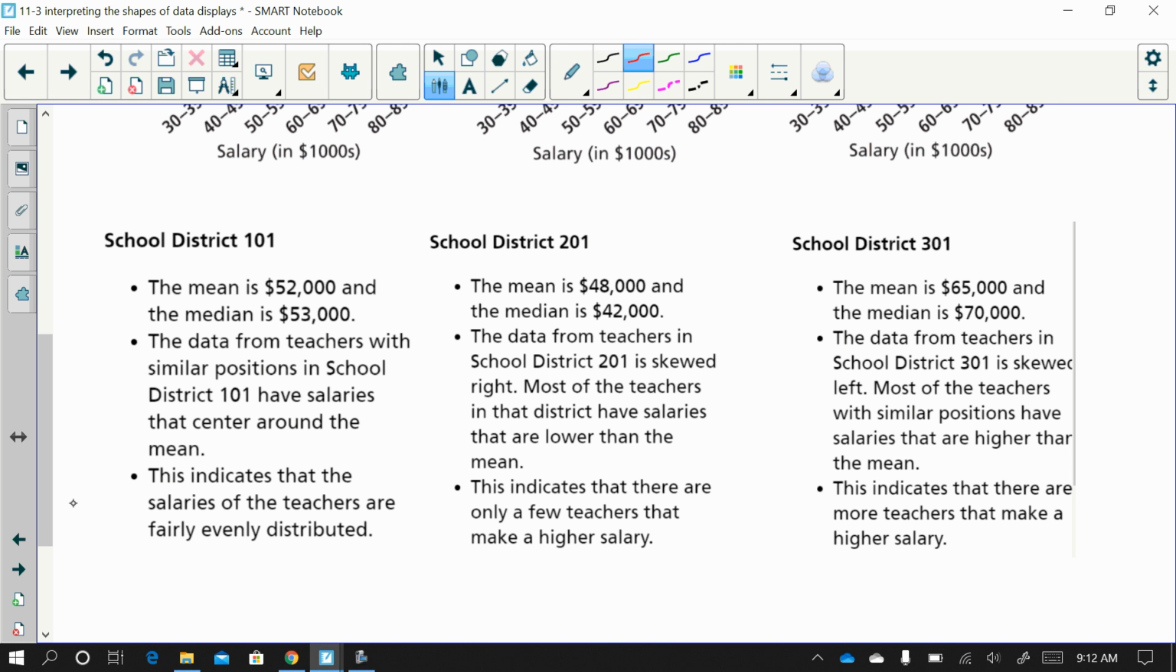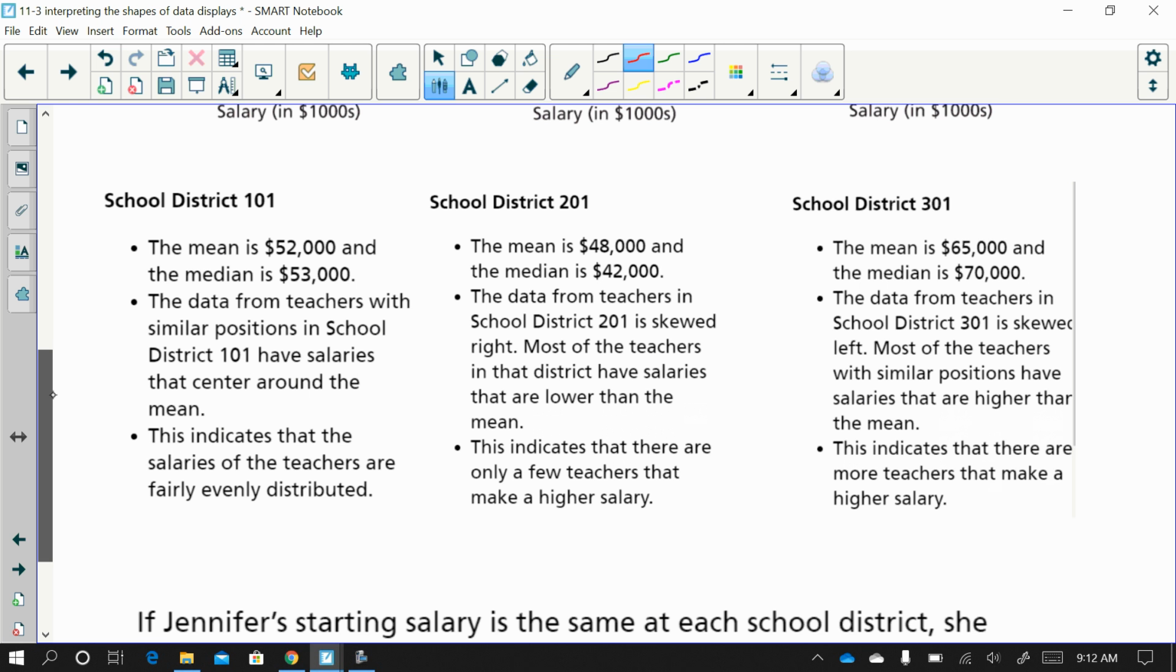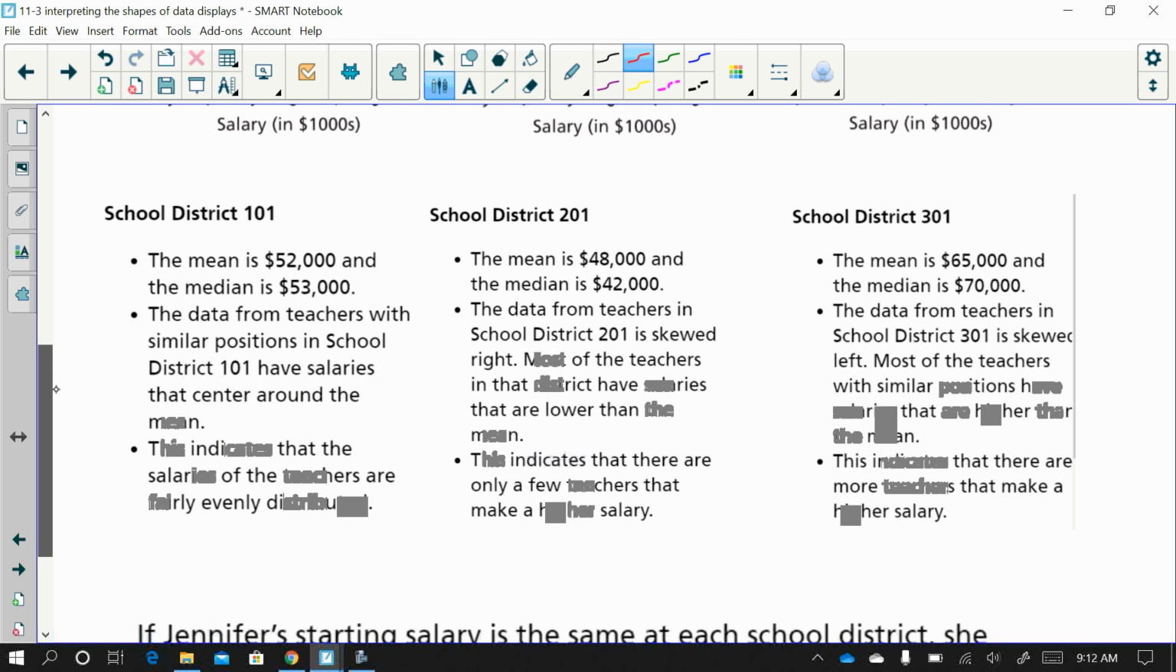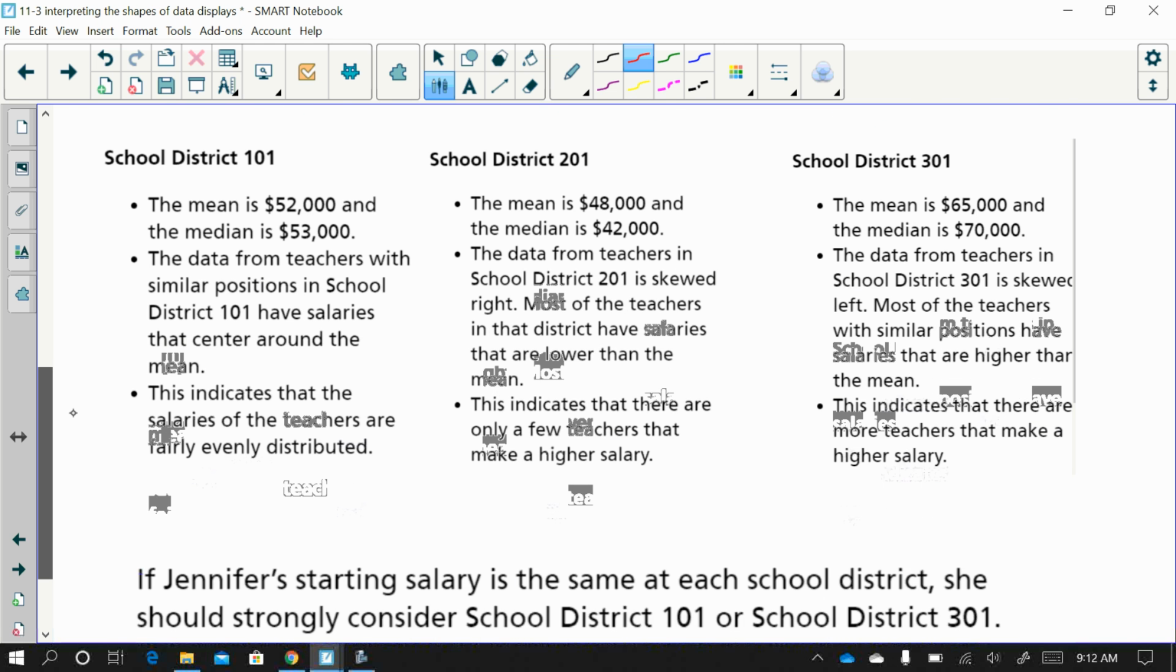So moving on to 301, the data from teachers in school district 301 is skewed left. Most of the teachers in similar positions have salaries that are higher than the mean. This indicates that there are more teachers that make a higher salary. So, which one do you like better? Again, I would cross out 201.